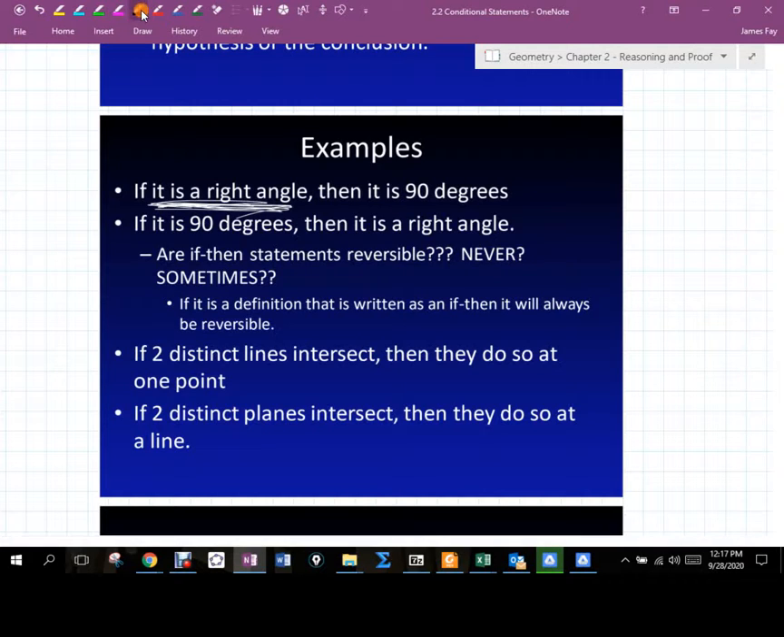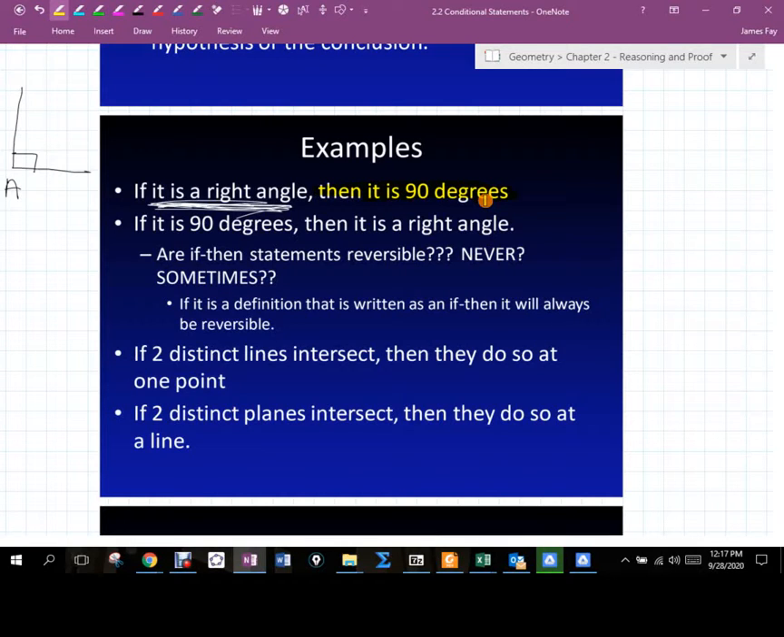Let's say I give you this angle right here. And I put that right there. What kind of angle did I just give you? What kind of angle is angle A? So you can say, well, okay, I have in front of me a right angle. Now what's the conclusion that you can make about that right angle? It's 90 degrees. Okay? Now that's a definition, and we'll talk about definitions later on. But that's how we work with if-then statements.